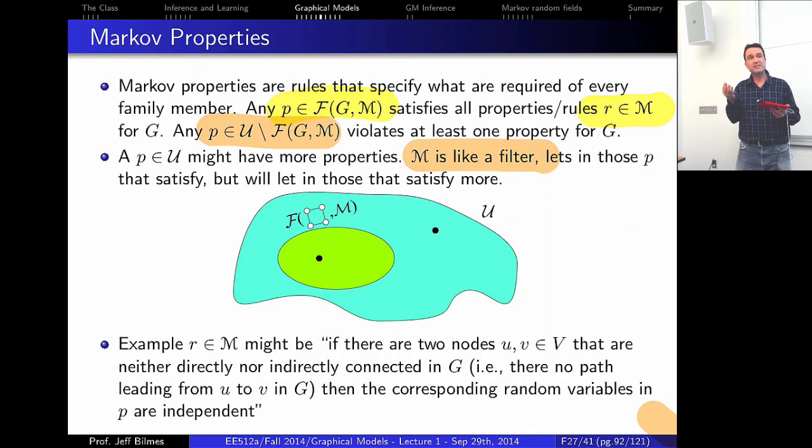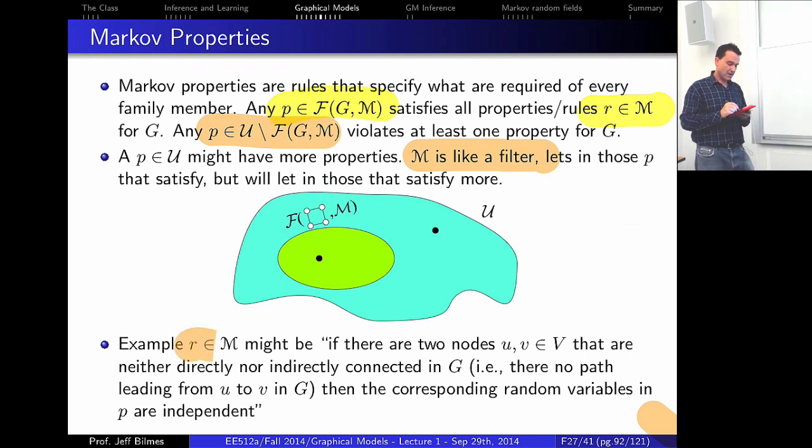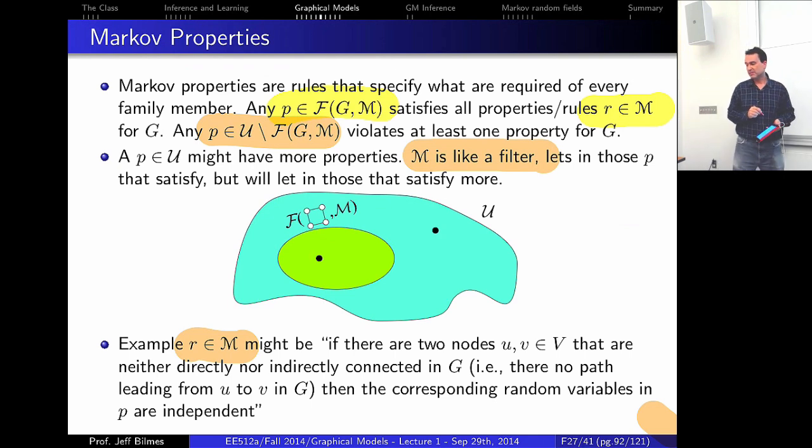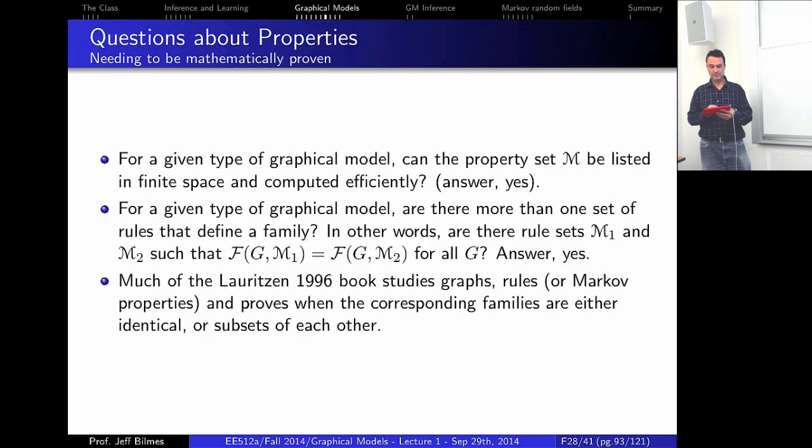So thinking about this conceptually, what might this mean? If we take a particular R in M, it might say something like this: if you have 2 nodes, U and V, and those 2 nodes are connected neither directly by an edge nor indirectly via a path through other nodes, then any distribution that is a member of this family must have the 2 corresponding random variables be marginally independent. That would be one possible rule, conceptually.